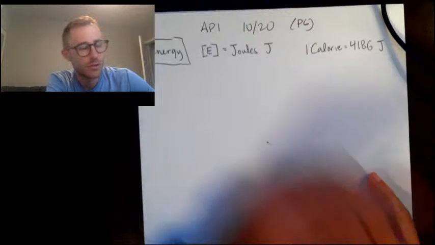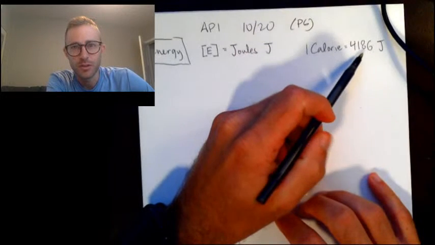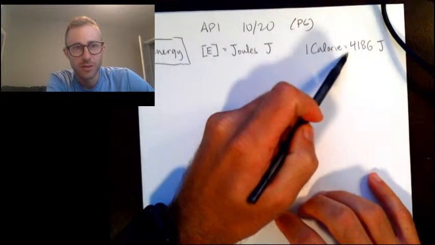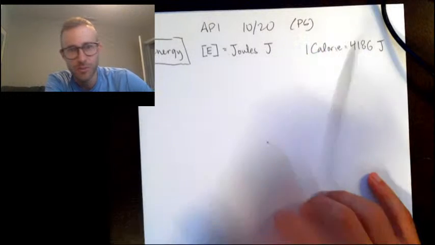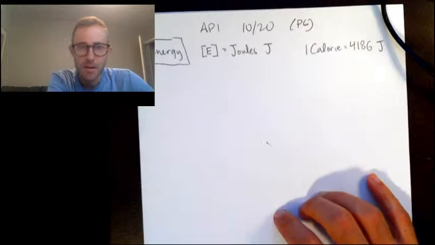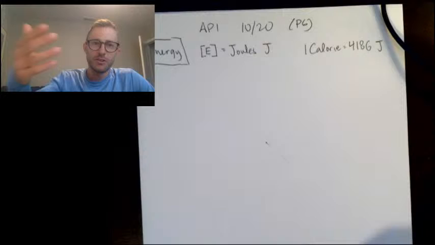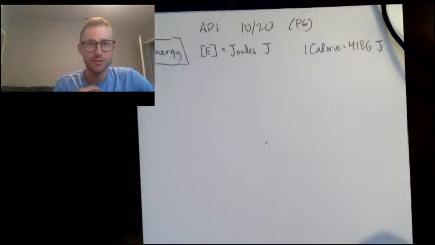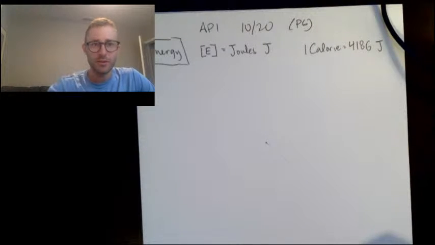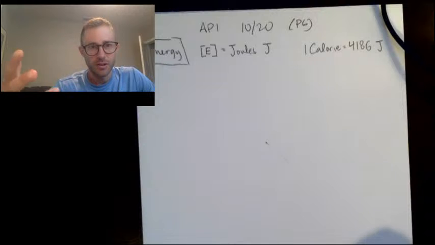Okay. So when it's said that the daily recommended caloric intake is 2,000 calories per day, what they're saying is you should consume a certain amount of energy. You should have a certain energy input. If the amount of energy that's coming into your body is greater than the amount of energy that you're using, then you're going to put on fat, basically.